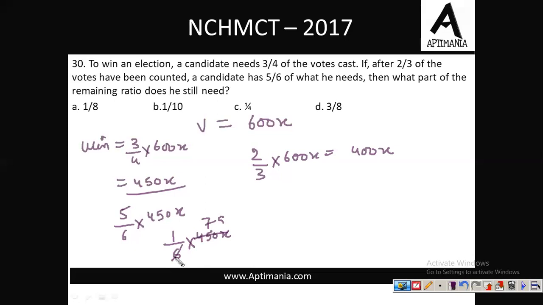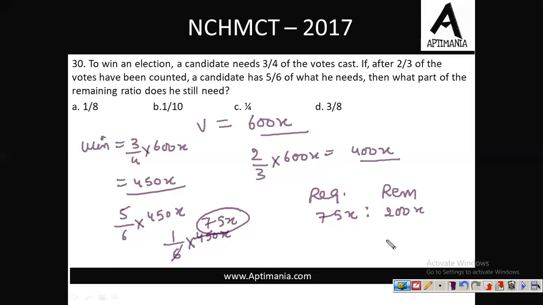Now 75x votes are required. तो रिक्वायर्ड कितने हैं 75x और टोटल रिमेनिंग वोट्स कितने हैं 600x में से 400x काउंट हो चुके हैं तो रिमेनिंग कितने हैं 200x. Then what part of the remaining ratio, रिमेनिंग का कितना परसेंटेज उनको चाहिए, कितना रेशियो उनको चाहिए तो सिंपली 25 से कट करते हैं तो 3:8. The answer is option D, that is 3:8.